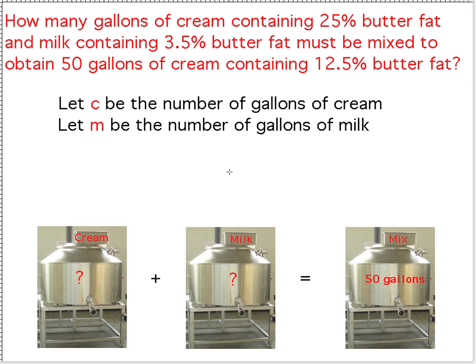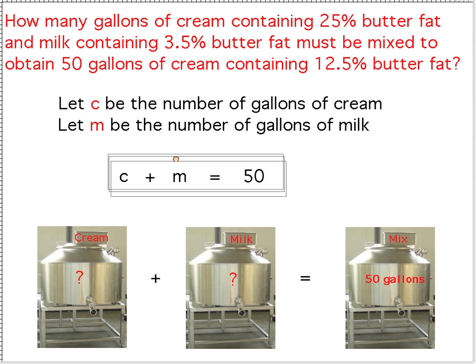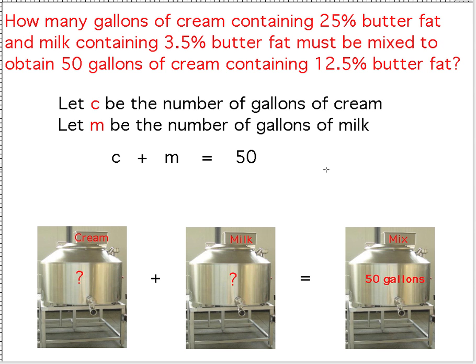Okay, now I think we're ready to get the simple sum here. We have C is the number of gallons of cream, and we know M is the number of gallons of milk. Together they have to make this mixture of 50, and I'm hoping that you do in fact see this is our simple sum that I talked about so much in that other video. The gallons of cream and the gallons of milk go together to make 50 gallons of mixture.